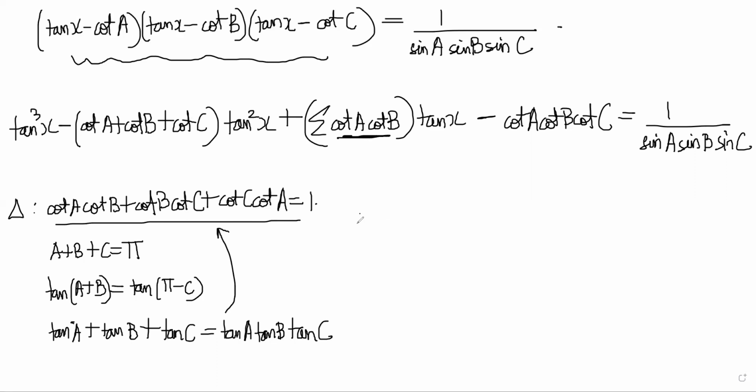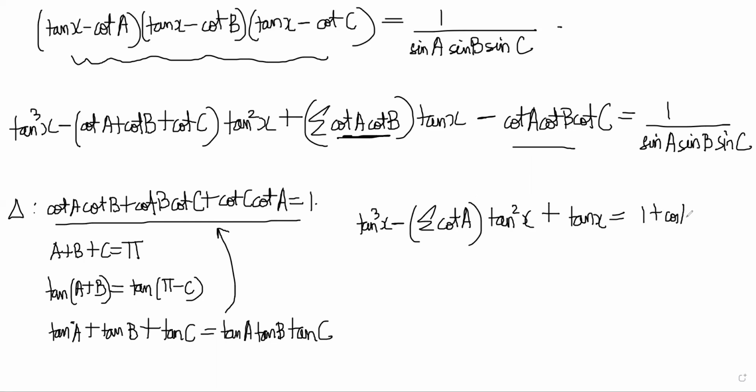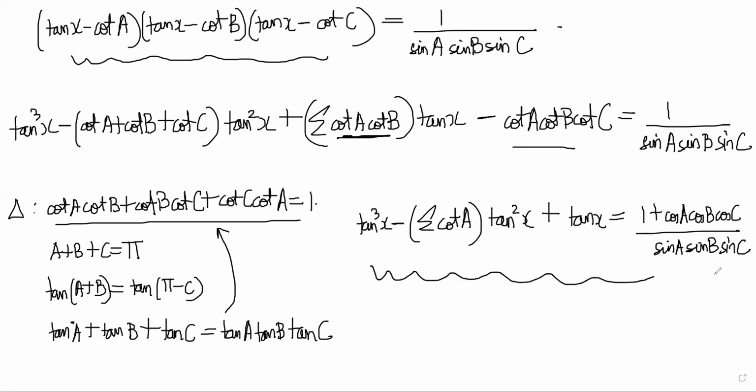So therefore, I can write it as tan cube x minus the sum of the cot A's into tan square x plus tan x is equal to, I bring this on the other side, cot A cot B cot C plus 1 by sin A sin B sin C. So this becomes 1 plus cos A cos B cos C by sin A sin B sin C. Right? This is what we are getting here, right? We are getting this expression.